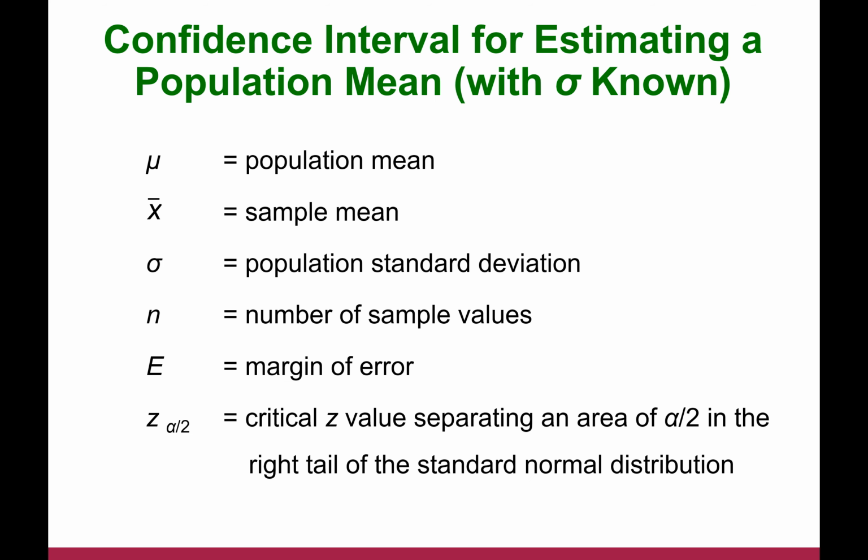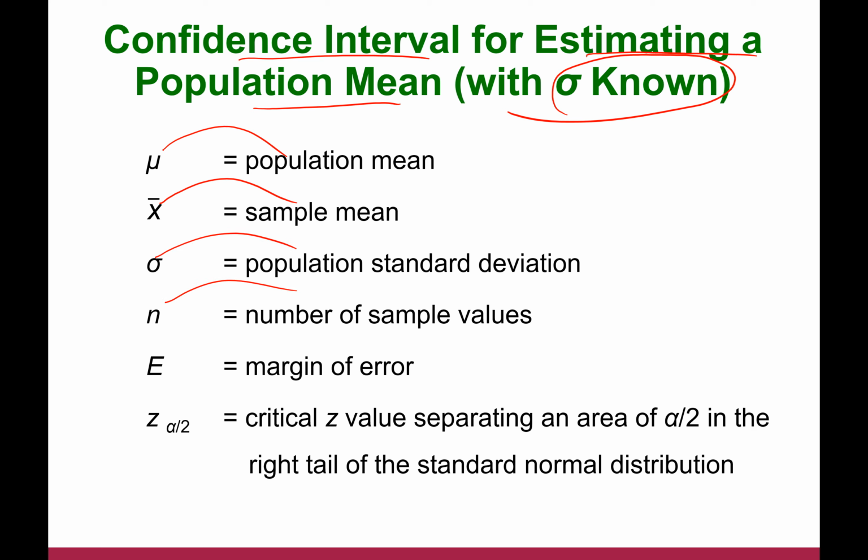Now let's learn how to construct a confidence interval for estimating the population mean mu with sigma known. We still need to review the concepts. Mu is the population mean, x bar represents the sample mean, sigma is the population standard deviation, n is the number of sample values, or sample size, E is the margin of error, and z alpha over 2 is the critical z-score, separating area alpha over 2 in the right tail of the standard normal distribution.